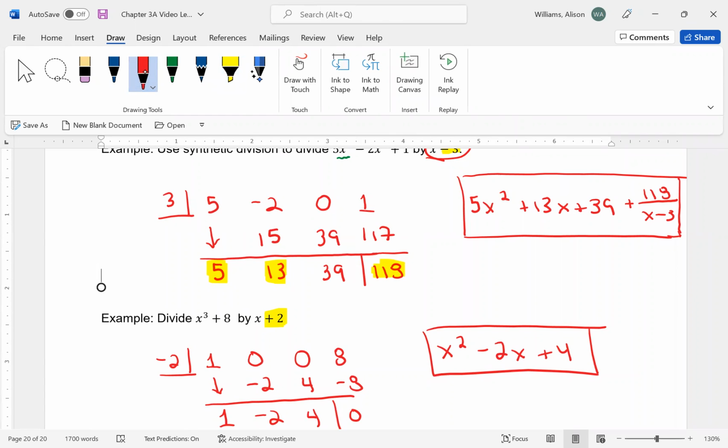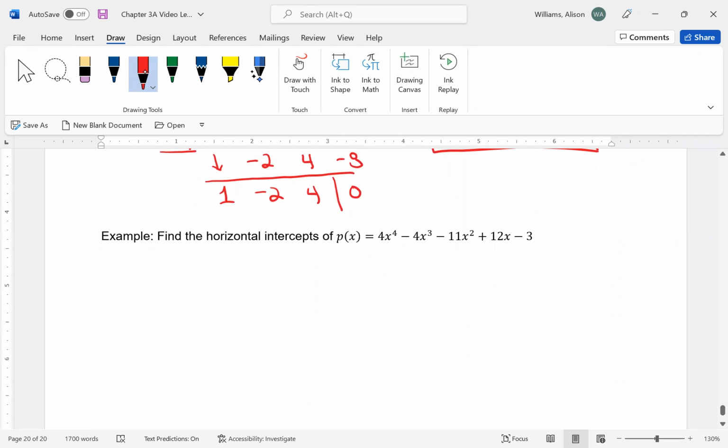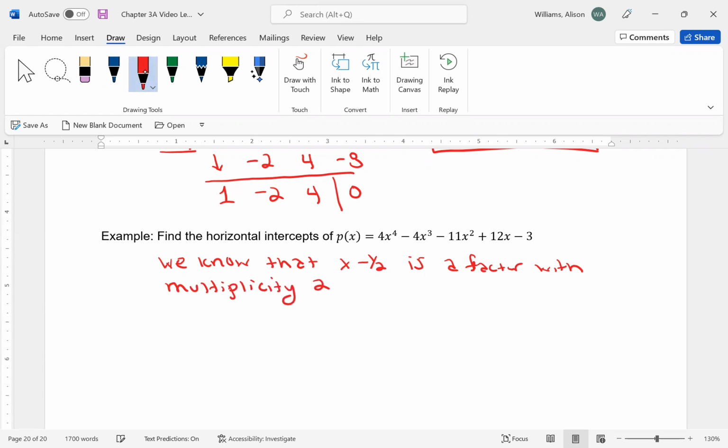Okay, so this last problem kind of shows an example of where we can use synthetic division. We're being asked to find the horizontal intercepts, but let me tell you a piece of information. We happen to know that x minus 1/2 is a factor with multiplicity 2. Which means that if I were to factor this, it's going to have an x minus 1/2 squared and then a bunch of other stuff. And that's the other stuff I'd like to find.